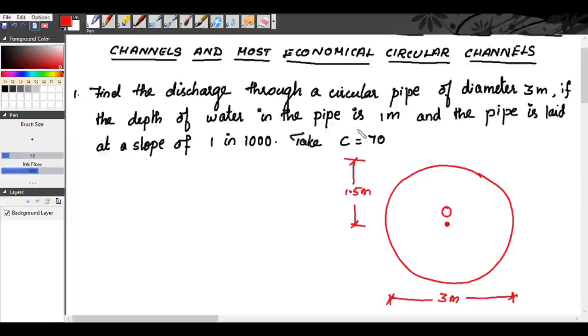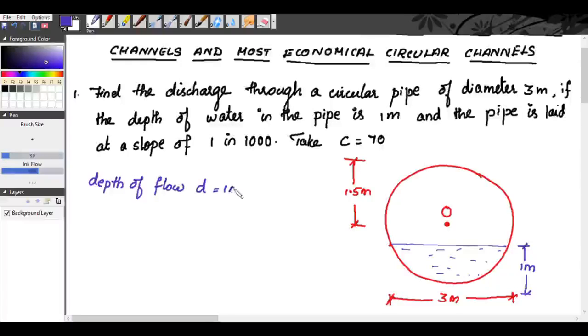So the depth of flow of water in the pipe is 1 meter. That means it lies below the center of the circular section. So 1 meter will be approximately here, so the water level will be up to this. So this 1 meter is our small d. Depth of flow small d is equal to 1 meter. The diameter of the pipe we will take as capital D is equal to 3 meter.